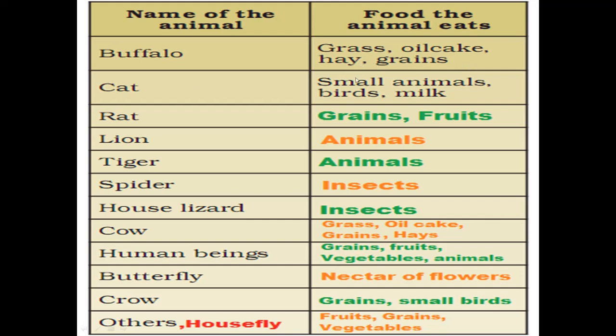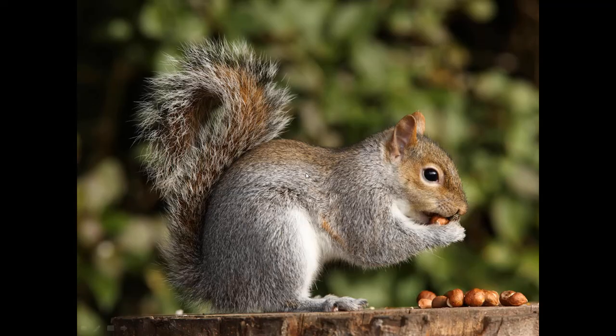In the same way, cat will take small animals, birds and also drink milk. Rat eat grains and fruits. So lion eat other animals. Tiger eat other animals. Let us consider the example here. Here you can see in this image, the squirrel is feeding on nuts.